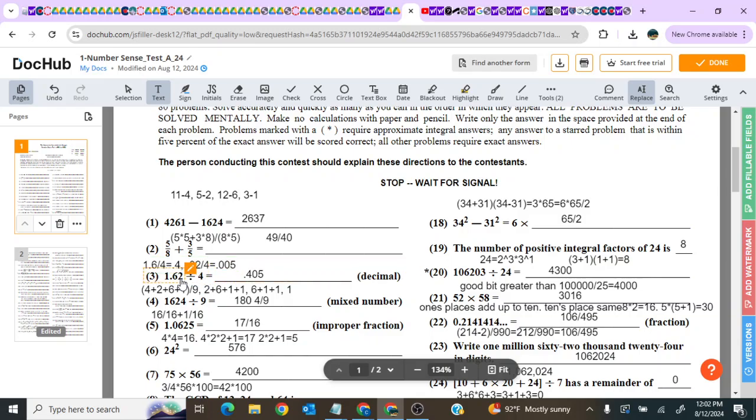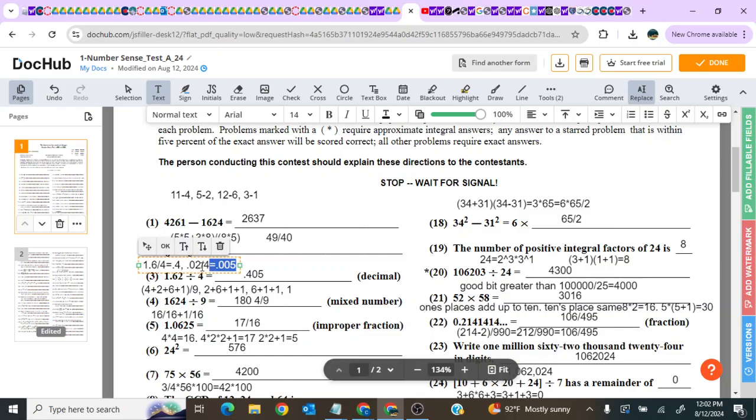Number 3, 1.62 divided by 4. Well, 1.6 divided by 4, you can hopefully see is just going to be 0.4. So now all you have to do is add 0.02 divided by 4 to that. Well, as you can see here, you just have to divide it by 4. So 2 divided by 4 will get you 0.5. Move it over 2 places to get 0.005 and add that to your 0.4. Get a value of 0.405 as your decimal.